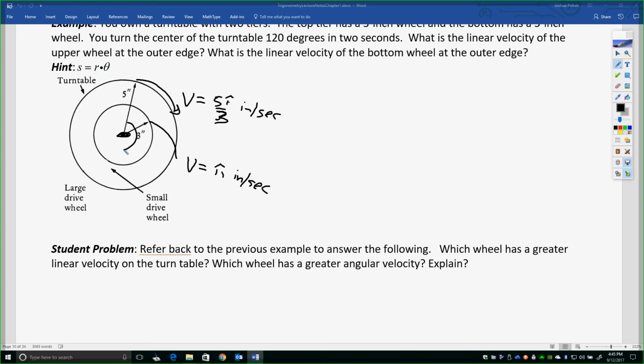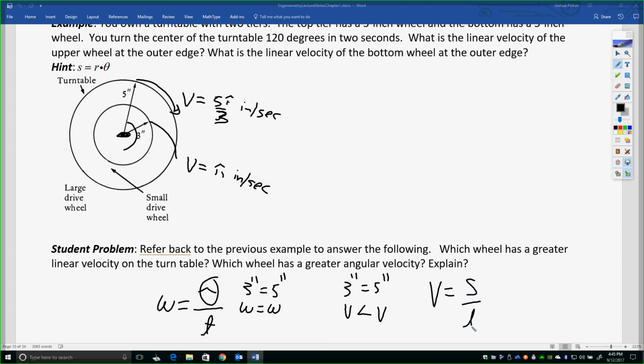Okay, so as a result, they have the same angle over the same time period. Therefore, they both have the same angular velocity. So in that case, the 3-inch and the 5-inch angular velocities are the same. However, the linear velocities are not. In the case of the 3-inch and the 5-inch, those velocities are not equal. The 5-inch is clearly traveling faster because it has to cover more distance over that same amount of time, because velocity is the distance over time, which in this case is an arc length. So it has to have a greater distance than the 3-inch one. Okay, pause and do the next student problem.